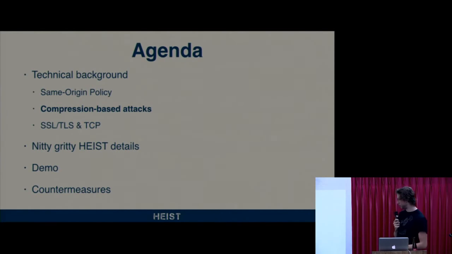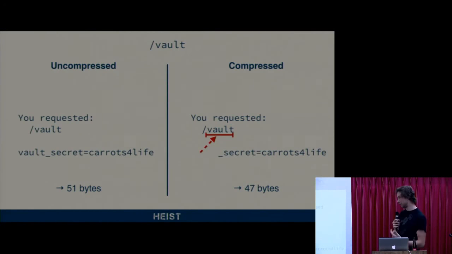So that brings me to the second part of the technical background, compression-based attacks. And before I can go into attacks on compression, I first need to explain how compression works. So on the left, we see the uncompressed version of a resource. So this part is the actual resource that's being sent. So uncompressed, if you count the number of bytes there, you come to 51 bytes.